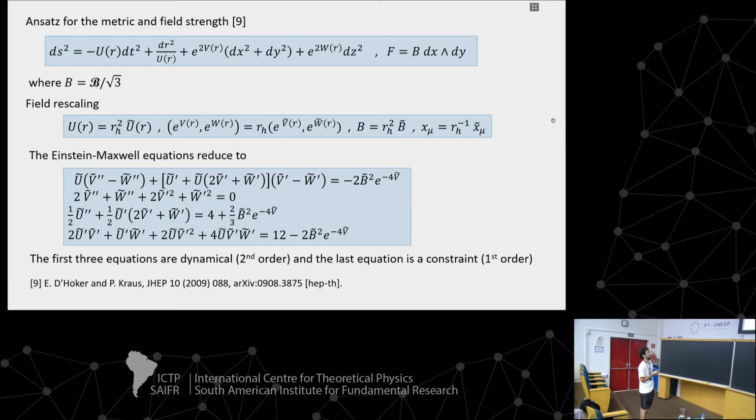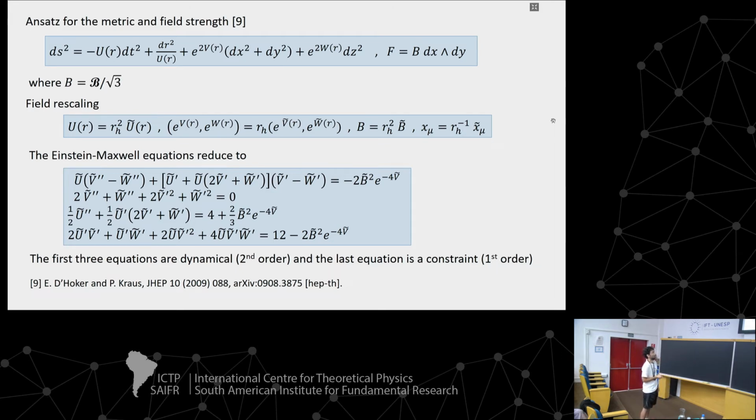And then there is also a funny rescaling that is needed in order to solve the equations, because this scale, RH, the horizon radius of the black brane, always appears. So it is convenient to move to units where RH is equal to 1.